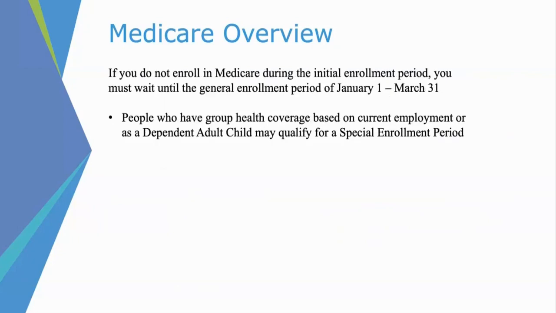If you do not enroll in Medicare during the initial enrollment period, you must wait until the general enrollment period of January 1st through March 31st. People who have group health coverage based on current employment or as a dependent adult child may qualify for a special enrollment period. Next slide.